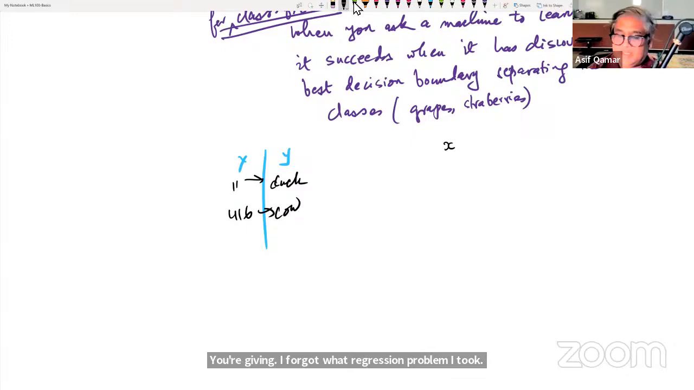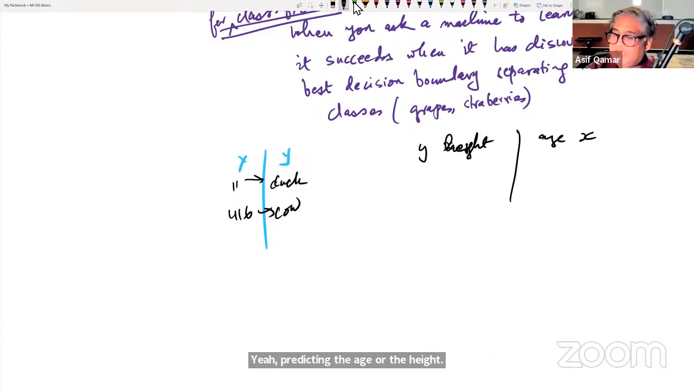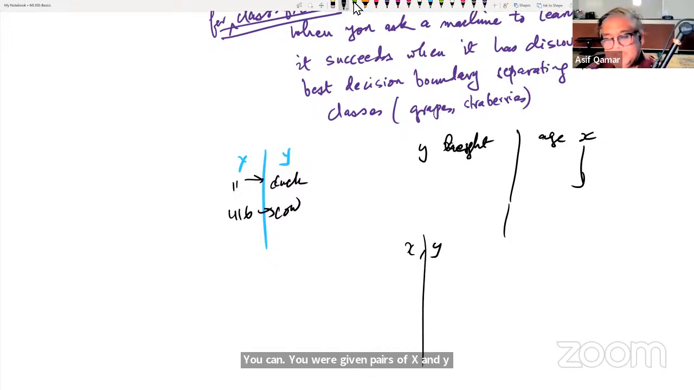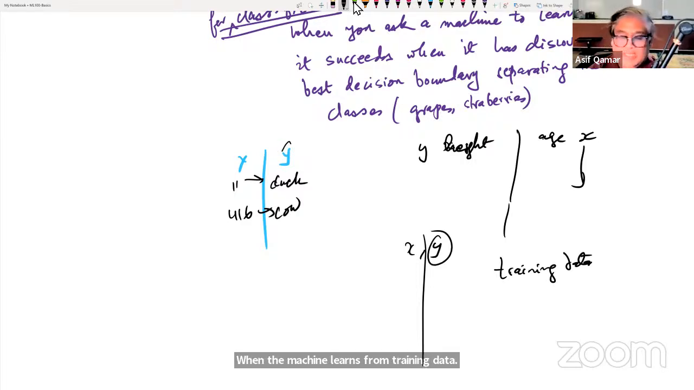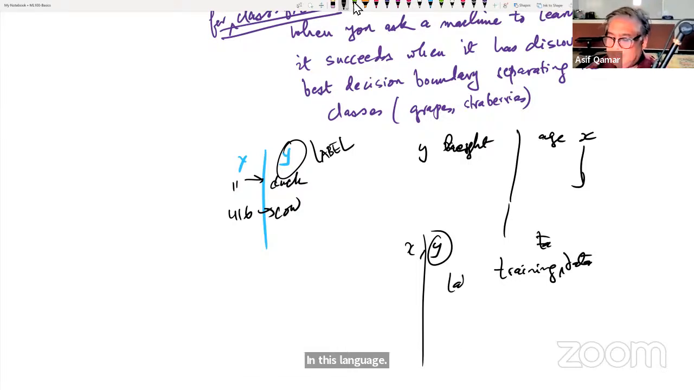Or in the regression problem, predicting the age or the height. Height was Y, age was X. So you were given pairs of X and Y of kids, and the machine learned from that. When the machine learns from training data, and Y is often called the label in this language, labeled training data, then this form of learning has a name. It is called supervised learning.